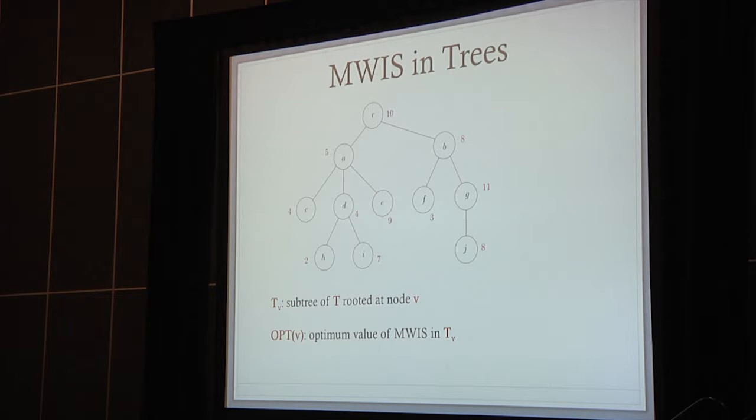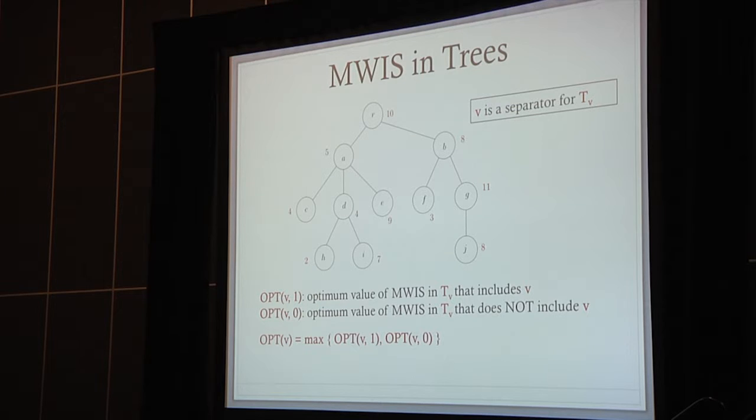So that's using dynamic programming, and that's very simple. Even though it's very simple, let me just quickly go through it because I'm going to use that idea to exploit it in bounded tree width graphs. If you take any vertex V of the tree and define TV to be the subtree rooted at V, and define opt of V to be the optimum value of a maximum weight independent set in that tree, you can easily write a recurrence relation for it and use dynamic programming.